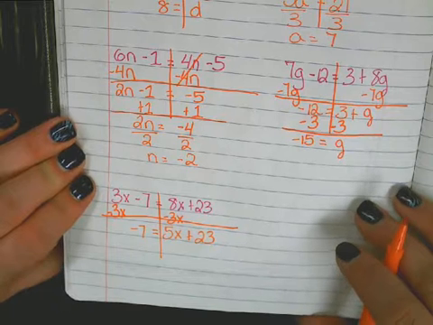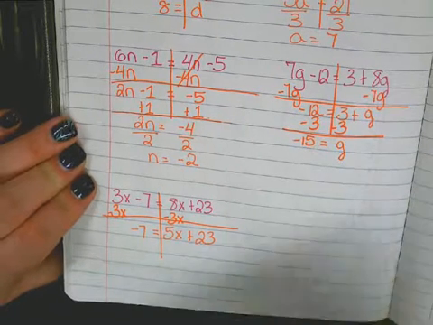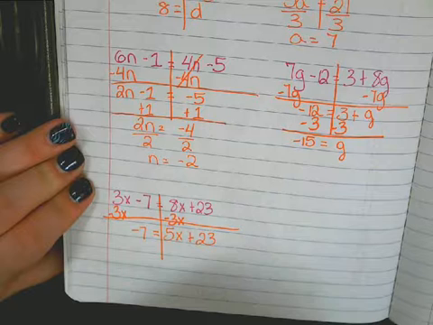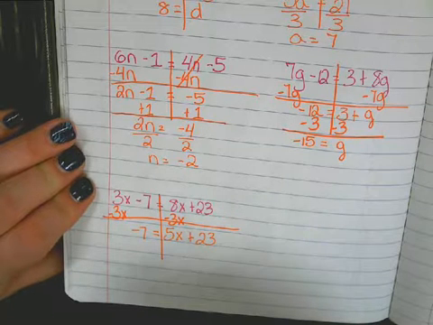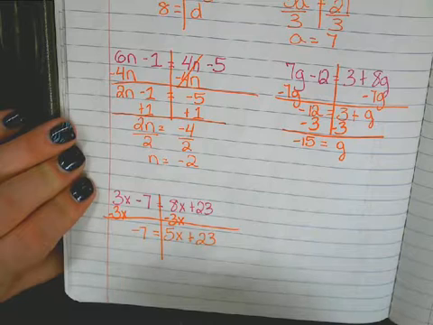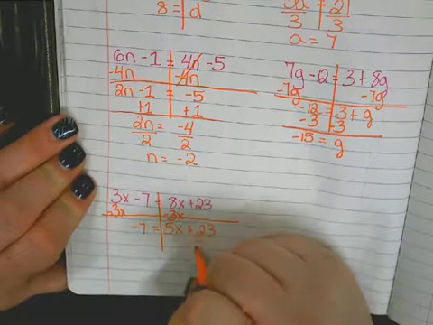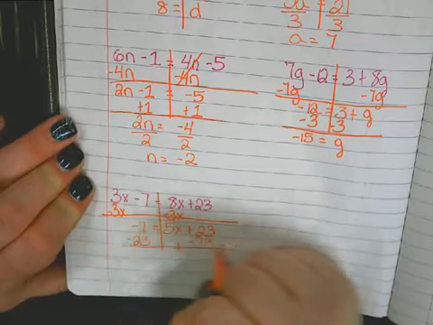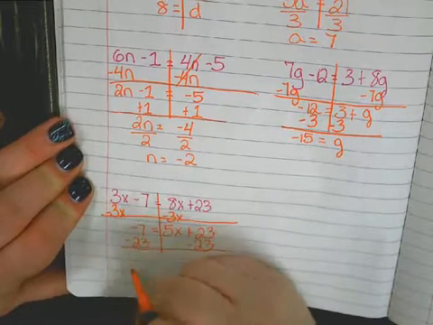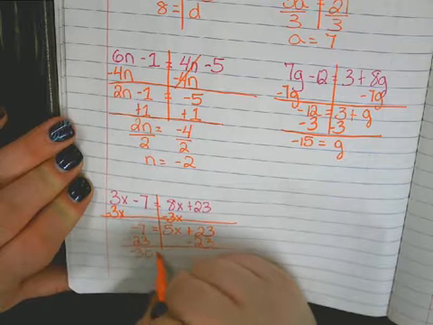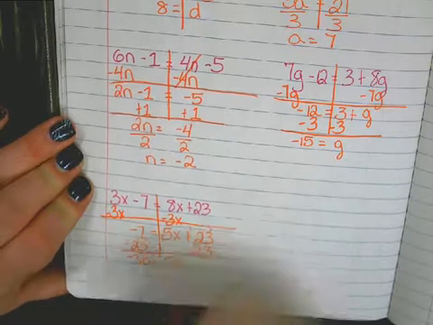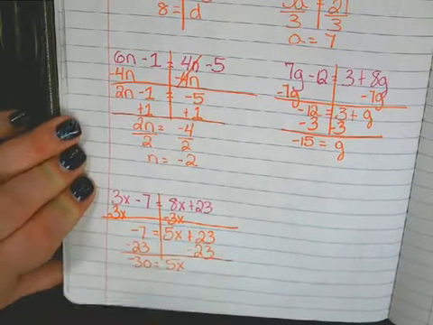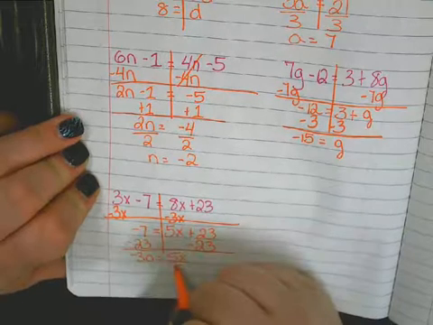Now what am I going to do? Careful, I already have 5x by itself. I have to subtract that 23. So I have negative 7 minus 23, negative 30. That gives me negative 30 equals 5x. One step equation. Divide by 5 on each side. So I get negative 6 is equal to x.